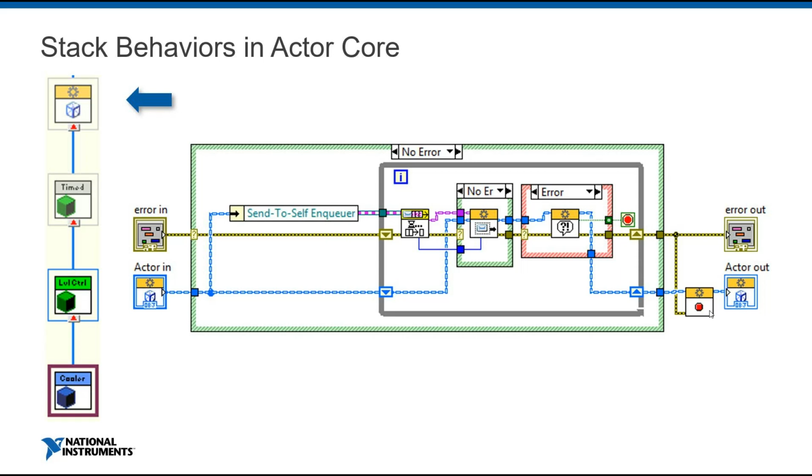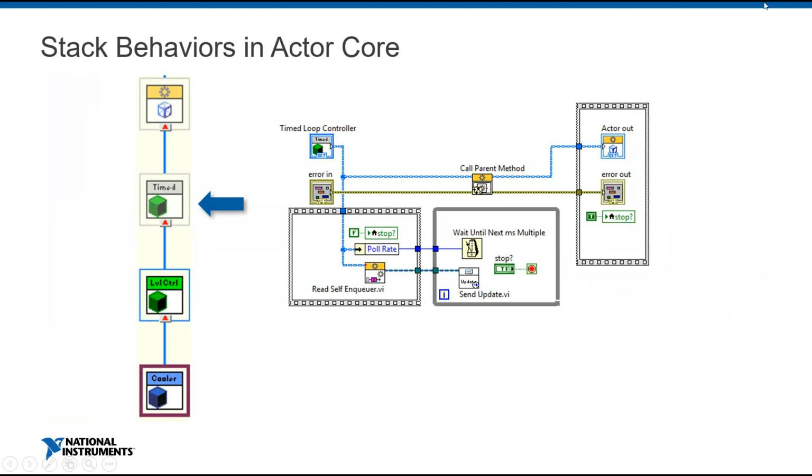Now on the left, we're looking at an inheritance structure. So we've got an actor, which is just a generic actor. And then we have a time loop that inherits from that. And then more specifically, we have a level controller, and then we have a cooler. And we'll look at what happens as we move down the hierarchy.